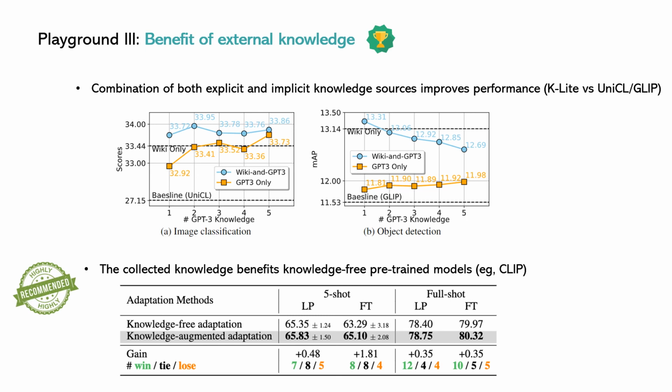Third, benefit of external knowledge. On the knowledge-augmented models like K-Lite, adding both Wiktionary and GPT-3 knowledge can improve the performance. Even for the knowledge-free models like CLIP, adding external knowledge can improve models' adaptation performance. Based on these results, we hope to encourage more advanced knowledge-aware prompting techniques.